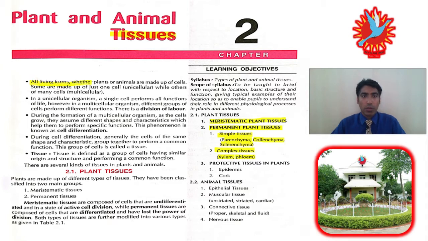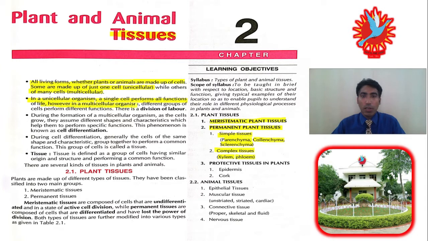All living forms, whether plants or animals, are made up of cells. This is a point that has been taken from the cell theory that we have already discussed in our previous video. Some are made up of just one cell, and these organisms are called unicellular organisms, while others may have numerous cells, so that kind of organism will be called a multicellular organism. In a unicellular organism, a single cell can perform all the functions. That is why the cell is also known as the structural as well as functional unit of life.